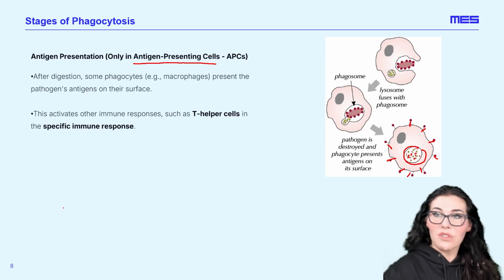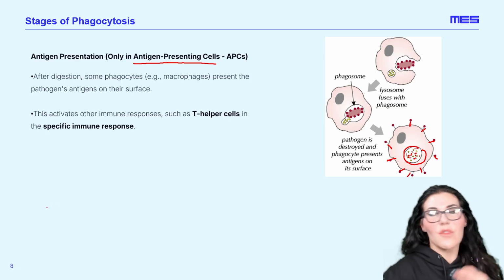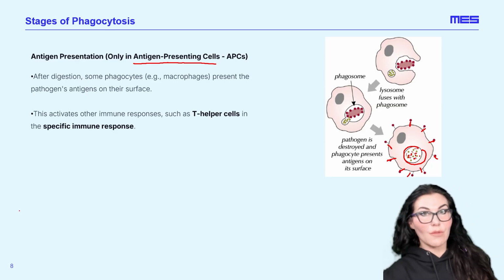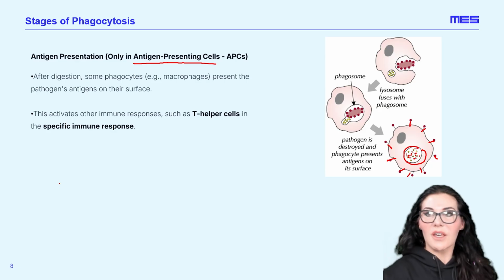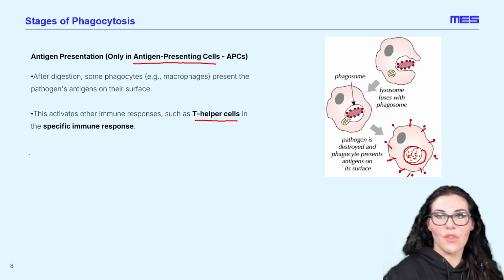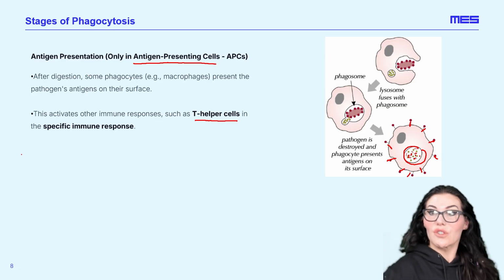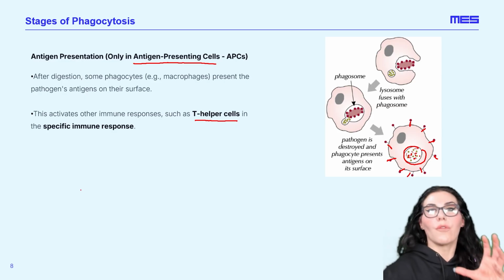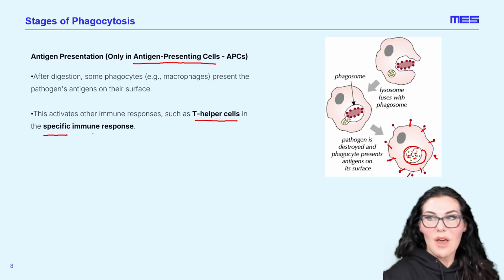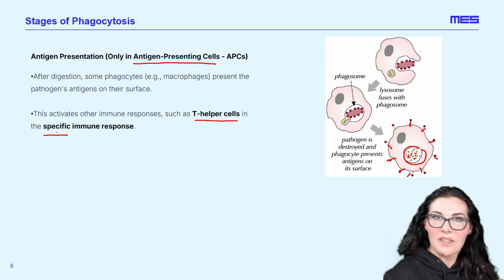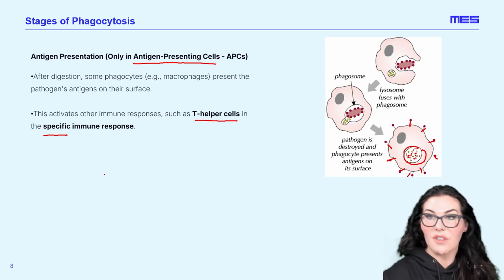Now, this is so important because if you don't antigen present, then the other white blood cells, which are part of the more specific immune response, won't have a clue what's going on. So it's a way of communicating to other cells that need to get involved, that they need to come to the rescue. And the T helper cells are the first on the scene. So what antigen presentation is doing is it's activating the next stage of the immune response, which is specific because the T helper cells are responding to a particular antigen, a specific antigen that's being presented on the surface of the phagocyte.